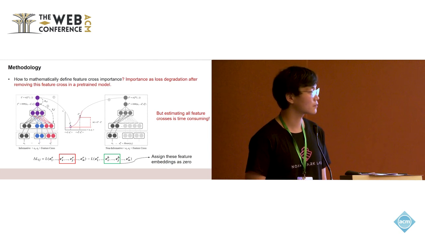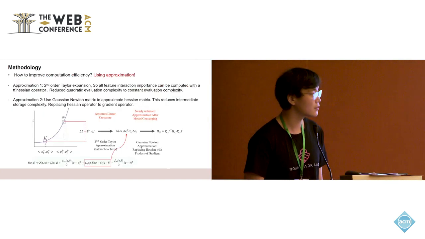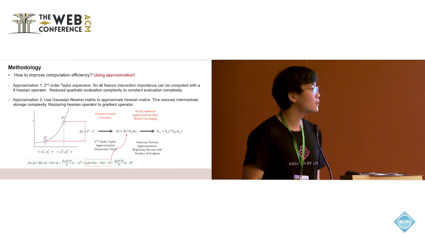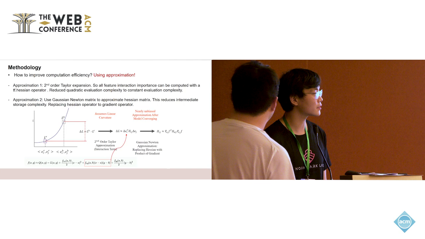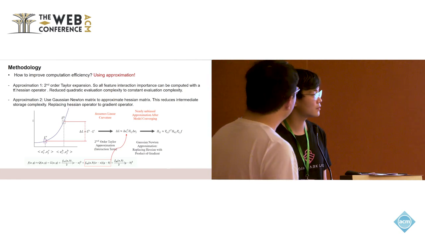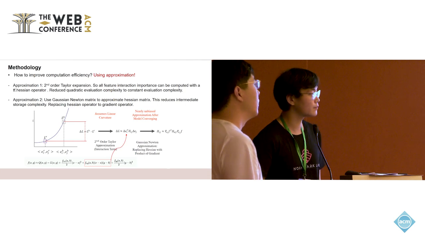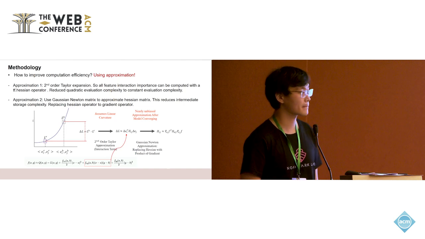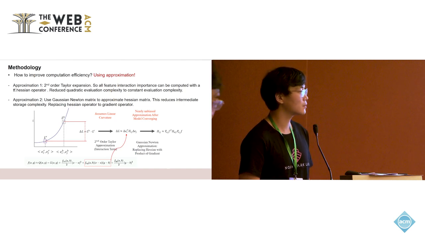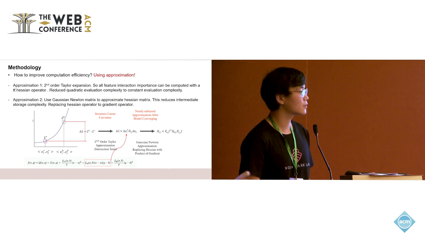I have a question about how to compute the Hessian matrix. The method looks very similar to the influence function, which computes the importance of features or samples. So Hessian matrix computation could be very costly. If there are many parameters, it could easily suffer from out of memory issues. So I wonder whether you have suffered from out of memory problems.